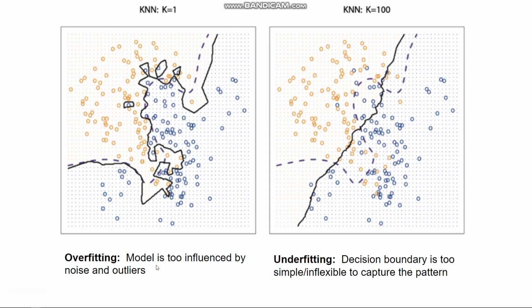Overfitting happens when your model is overly influenced by noise or outliers. And that's likely to happen if you have a machine learning model that's able to produce a very complex, very nuanced boundary, but you train it on not enough data. That's the situation where you're going to get overfitting. Underfitting is when your decision boundary is going to be too simple or too inflexible to capture the pattern that's actually there. And hopefully both of these pictures illustrate that that's true.